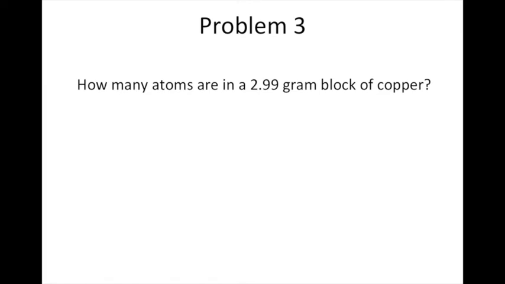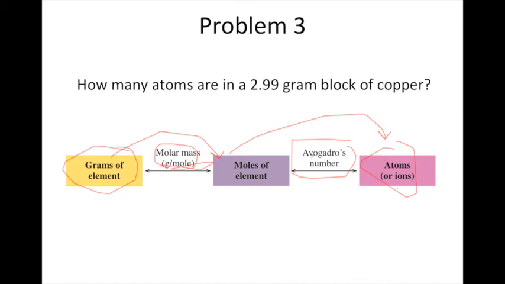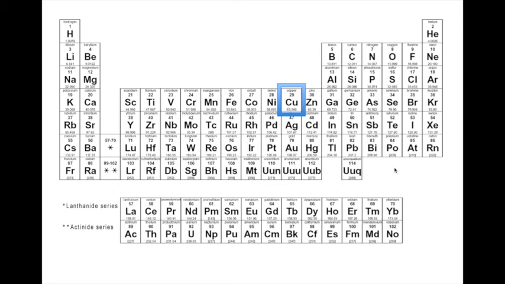Okay. So how many atoms are in 2.99 gram block of copper? Well, let's figure out our strategy. We're given the mass in grams of copper, and we want to get over here to atoms. So we have to first convert the grams into moles using the molar mass of copper as our conversion factor. Once we have moles, we use Avogadro's number in order to convert the moles into atoms. So let's get the molar mass of copper from our periodic table.